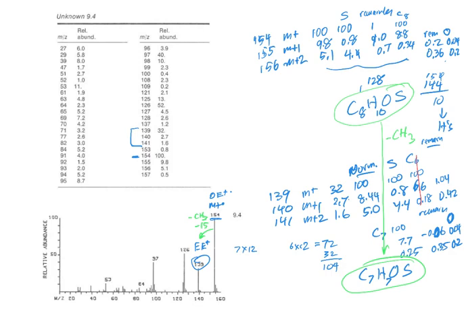So this is basically the process for any of the peaks, whether it's the molecular ion or a fragment ion. If it's not the base peak, then you have to normalize it to 100%, and then you just go through this same process. Okay?